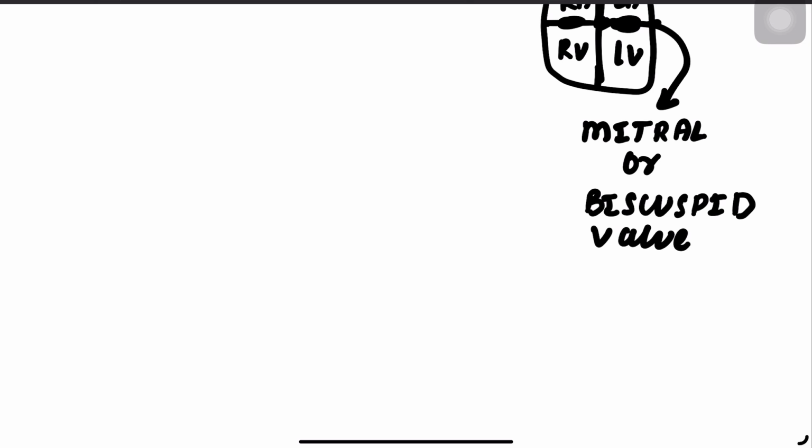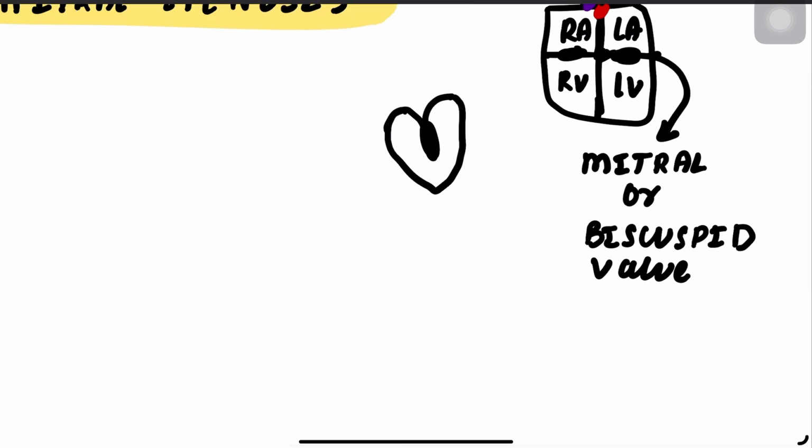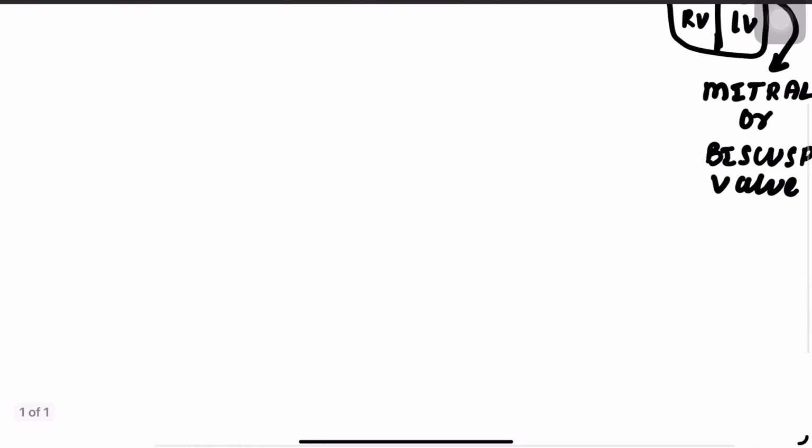As you know, this valve is going to have two cusps, something like this, where the blood will be flowing through, and there will be only two cusps as compared to the tricuspid valve, which will have three cusps. So when I talk about this valve, normally what happens is that the blood flows from these, so I'm just going to draw it like this.